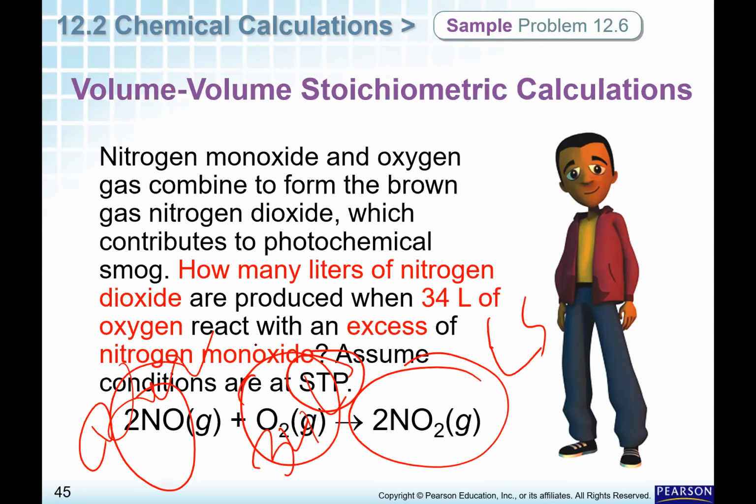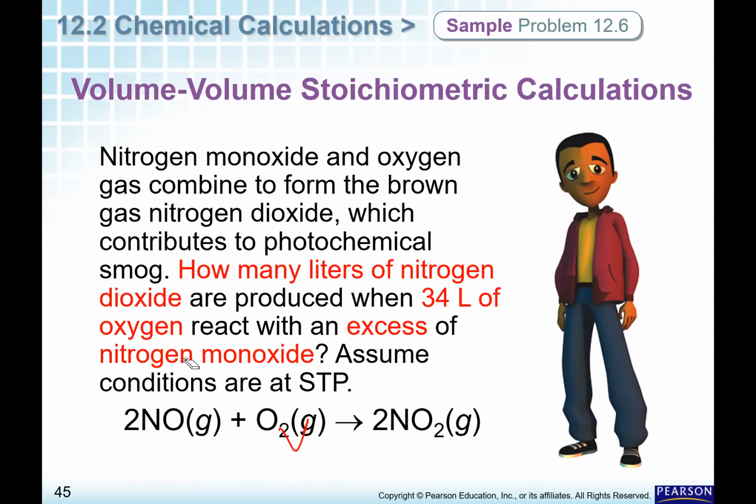This is different from the first question. Let's read it again. Read the question, you, not me. How many liters of nitrogen dioxide? How many liters? It doesn't say how many molecules. How many liters are produced when 34 liters of oxygen? It doesn't say grams of oxygen. So we have liters to liters. That is a volume to volume calculation. So this is volume to volume.